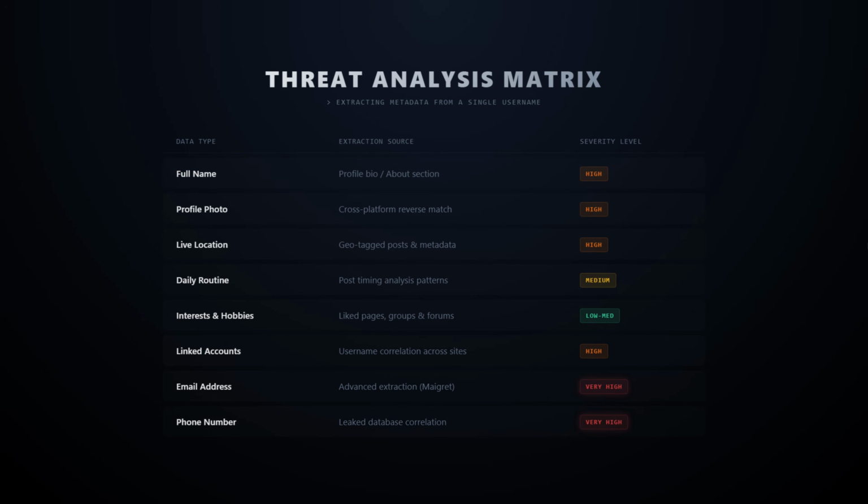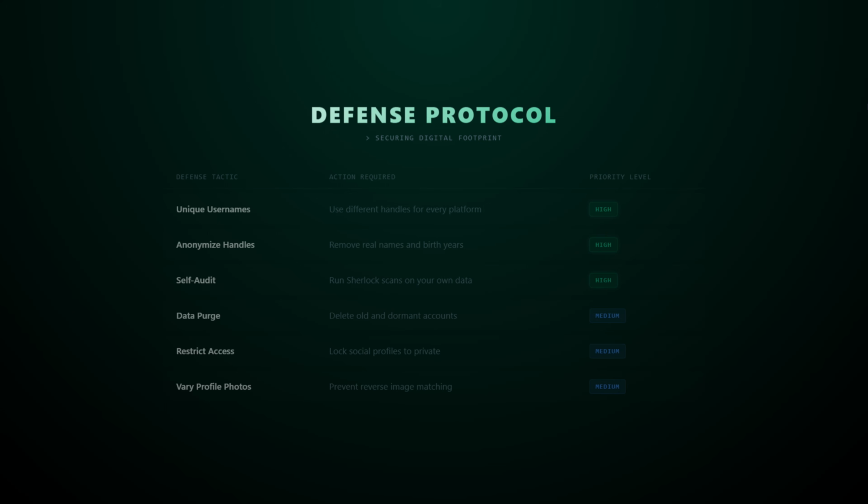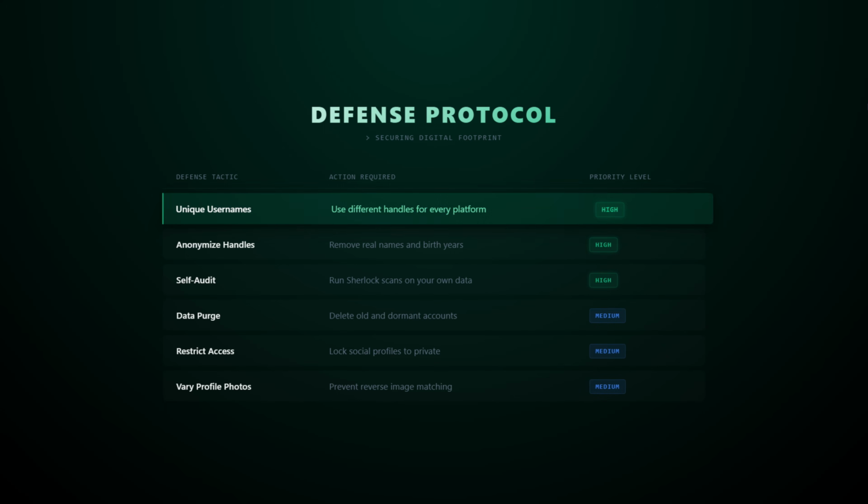So, how much data can one single username actually reveal? Take a look. A simple bio exposes their real name. Photos allow for facial matching. Geotags reveal their exact location, and post timings track their daily routine. You can easily link their secret accounts, and with advanced tools, you can even extract hidden emails and real phone numbers.